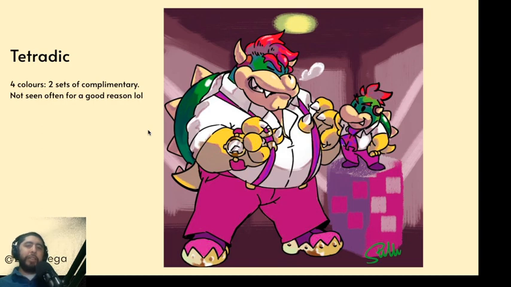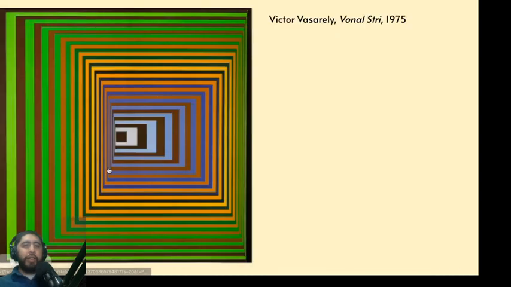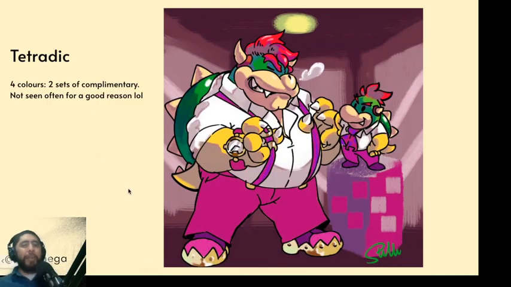Tetradic is basically, the example isn't here, but basically it's two opposites. So red and green, and yellow and purple. And these are pretty ugly most of the time.